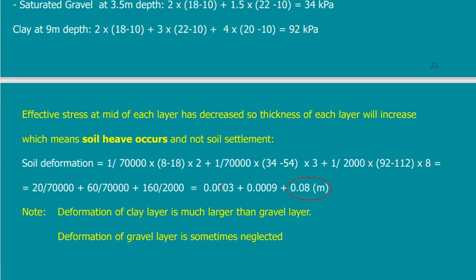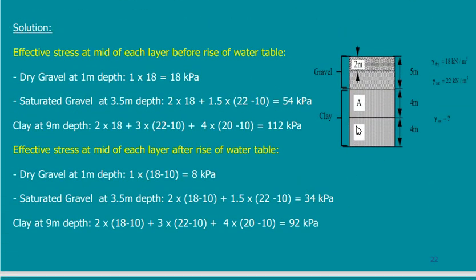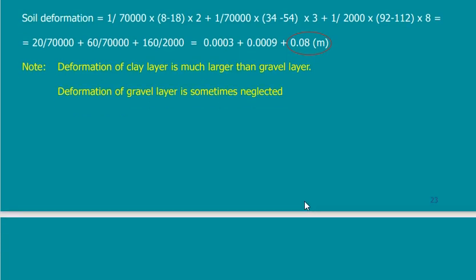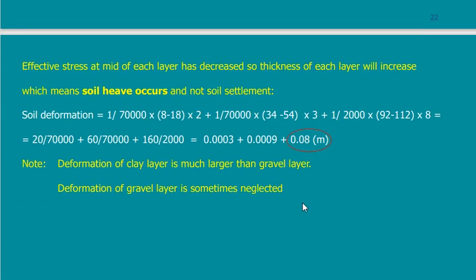Look at this value, look at this value, and look at this value. Here 0.003, here 0.009, here 0.08. So this number is very high compared to the others. Why is this number very high? Because this is clay. So clay is expected to settle or to heave more than other materials. This is something that we need to understand when we calculate different types of material.